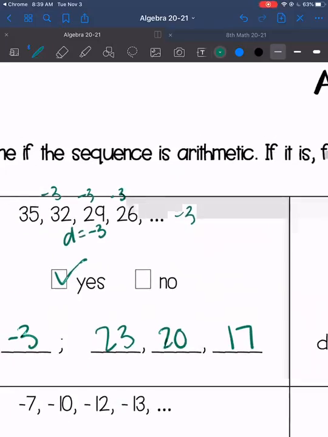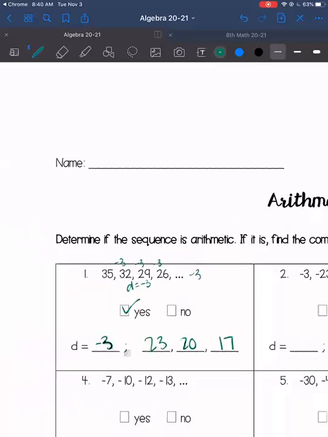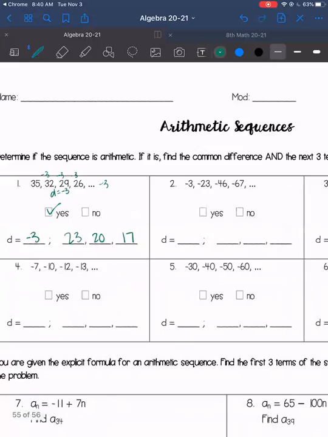Now, if I have the first 5 terms and I want the 100th term, which one's going to be the one you want to use? Explicit, exactly. If it can take you directly to that sequence or that value, then I would go there.